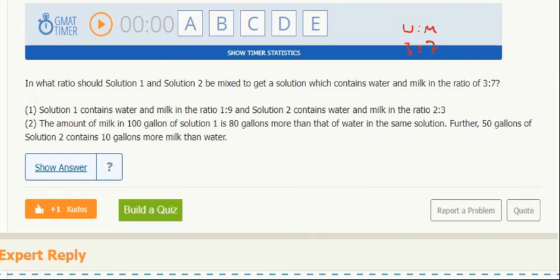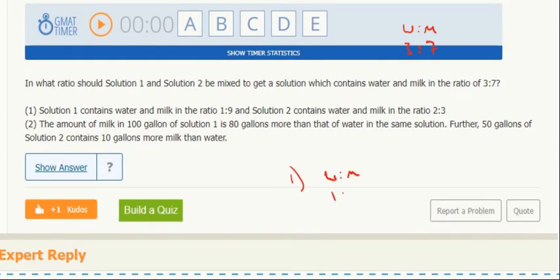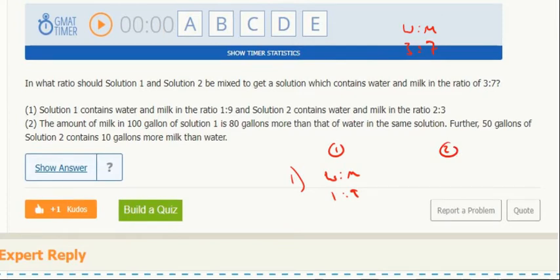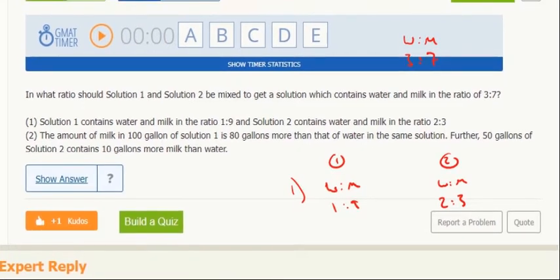Okay, so number 1 says water and milk in the ratio 1 to 9. Solution 1 and solution 2, water and milk in the ratio 2 to 3. Like in our lessons, we talked about this kind of number line method. What you do is you always pick one of the substances and do your number line method with this. I mean, basically, you do water or milk.